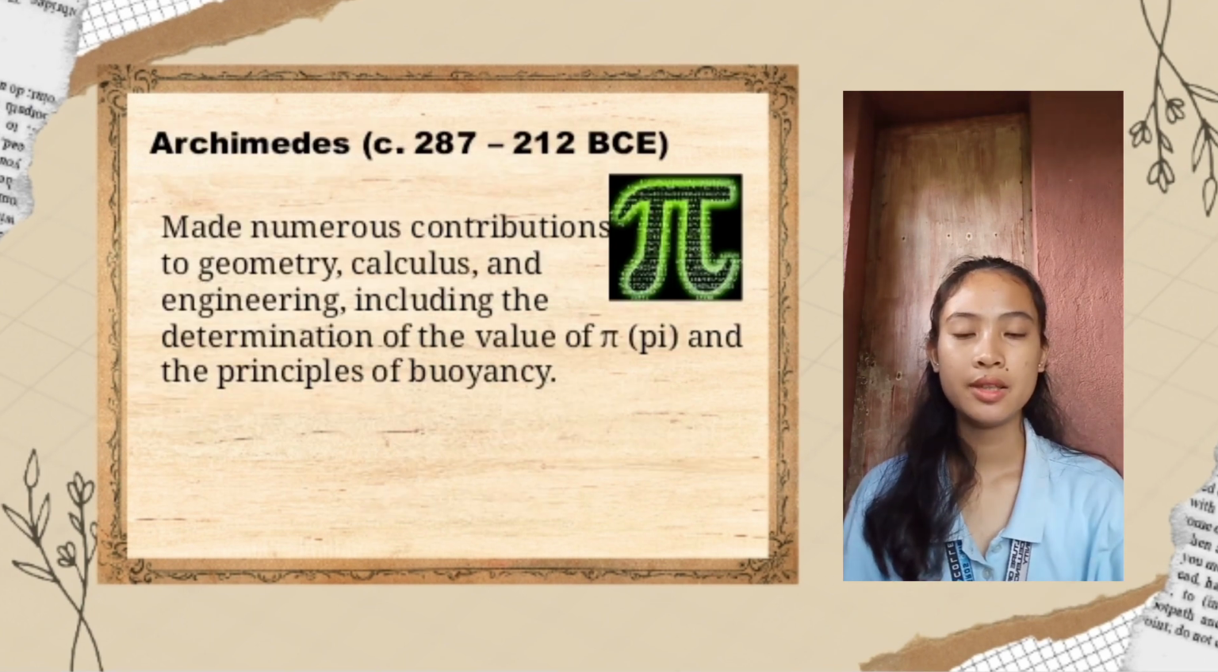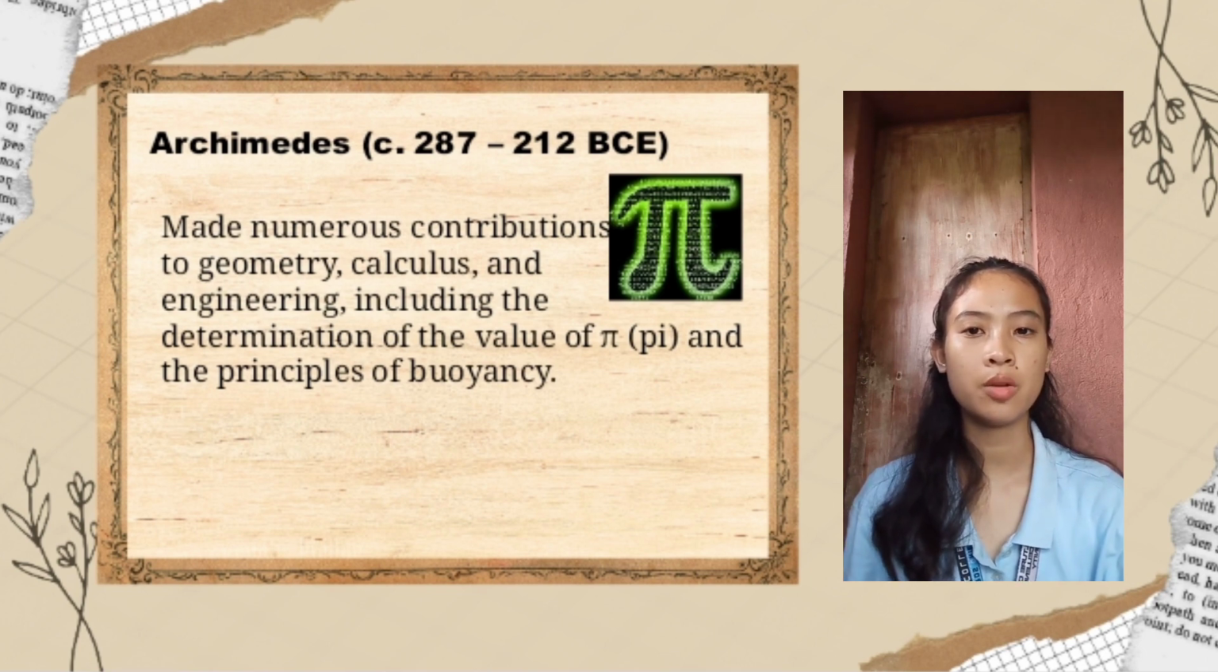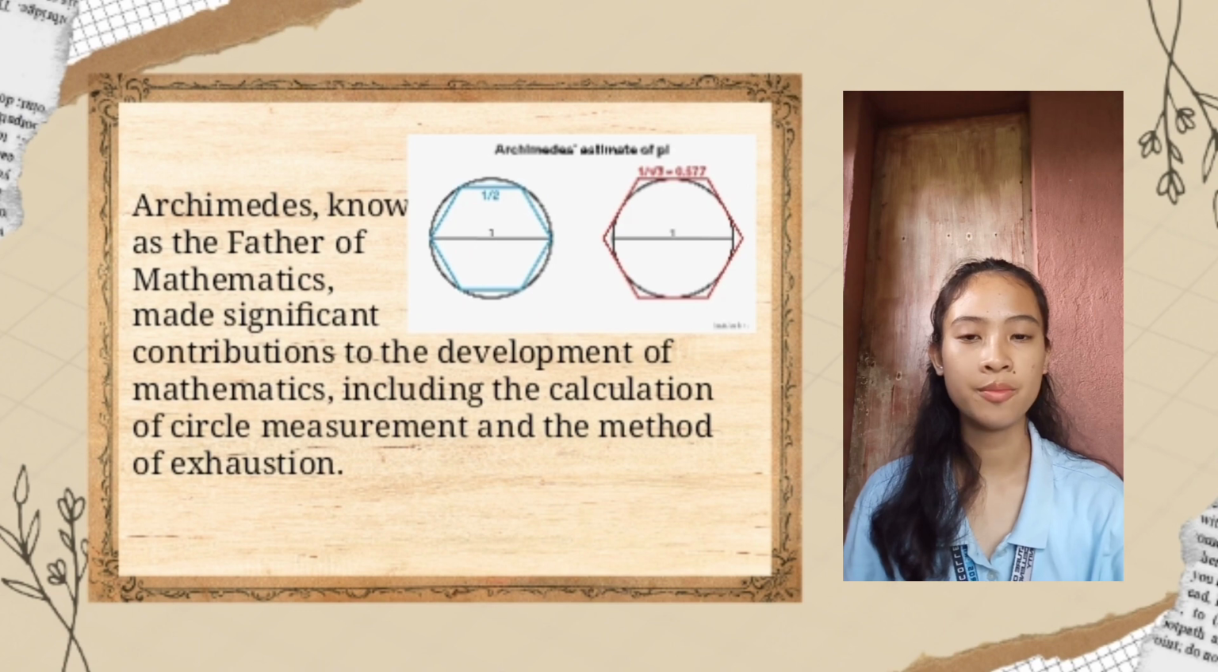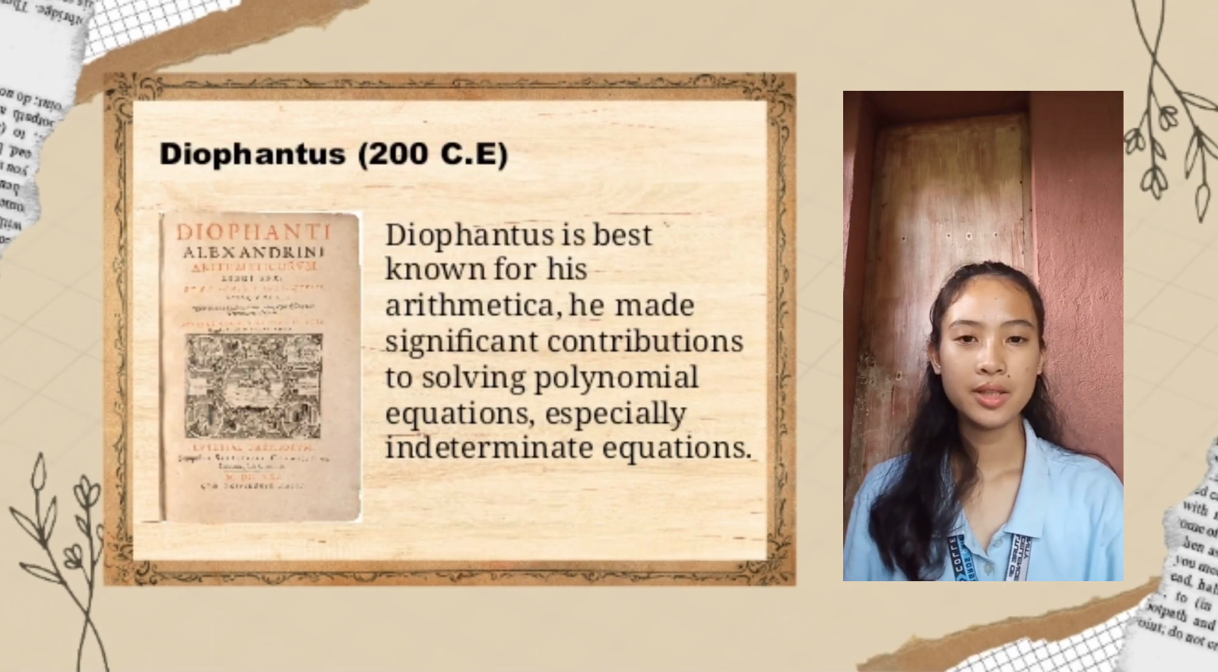In 287 BCE, Archimedes made numerous contributions to geometry, calculus, and engineering, including the determination of the value of pi and the principles of buoyancy. He is known also as the father of mathematics. Diophantus is best known for his Arithmetica.